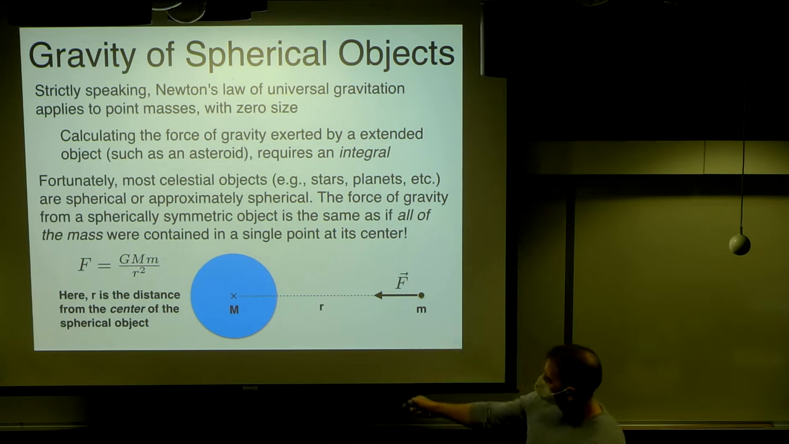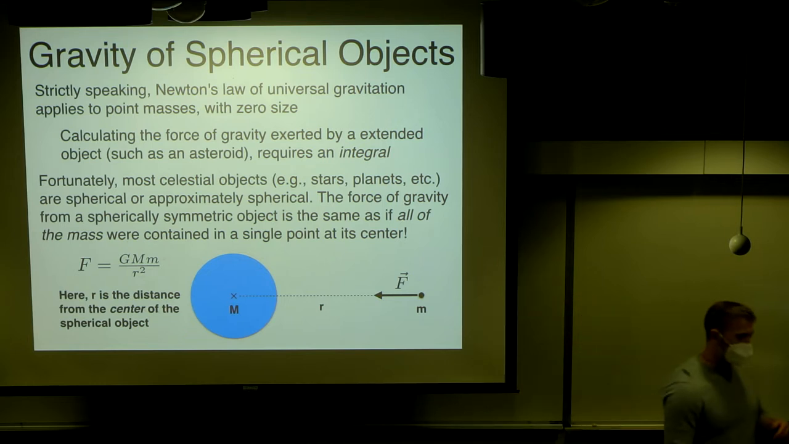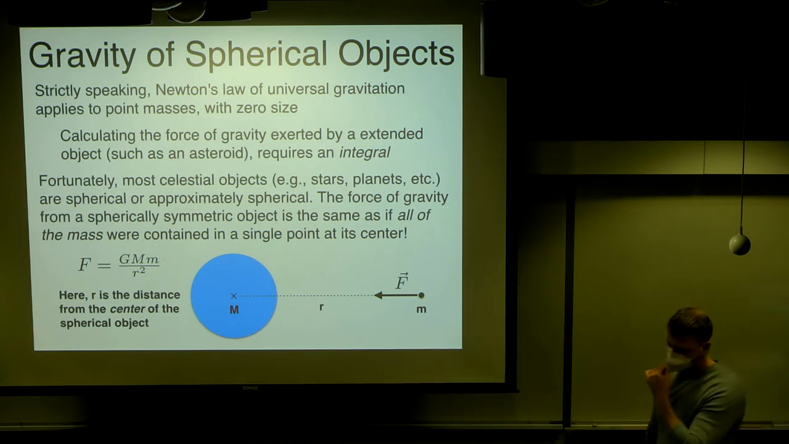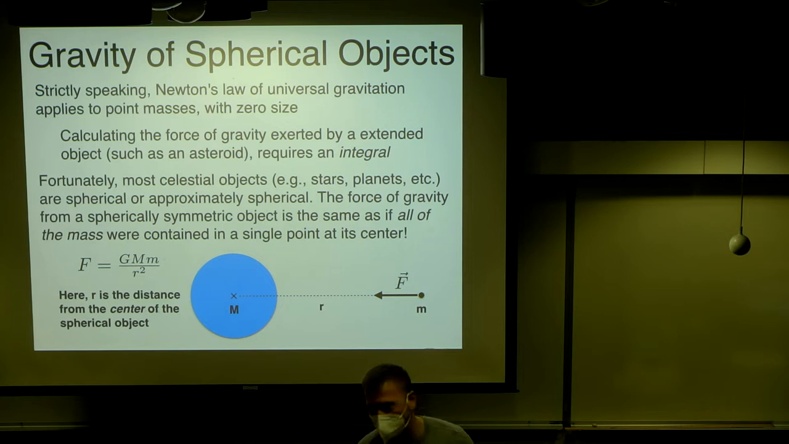Fortunately, there is a really useful result, which I'm going to tell you about here, that works for spherical objects. And by the way, this is useful because most really large celestial bodies, like planets, stars, and things of that nature, are spherical, or at least approximately spherical. So this is a very useful result that we can apply to anything that basically has a spherical shape to it. Okay? So here's how it goes.